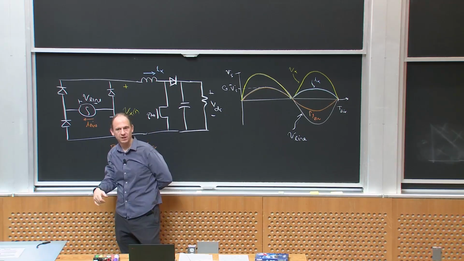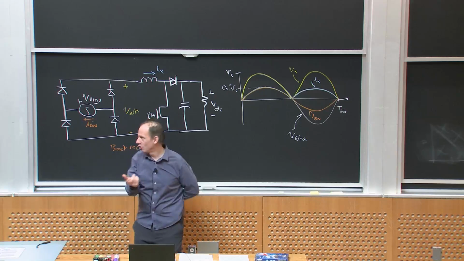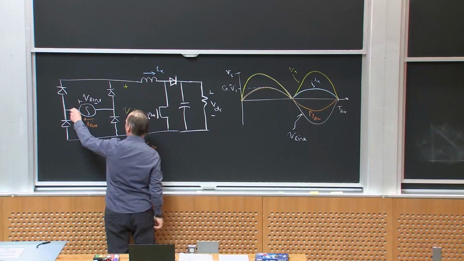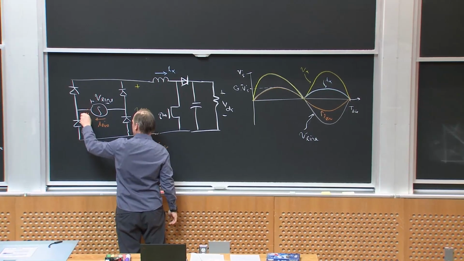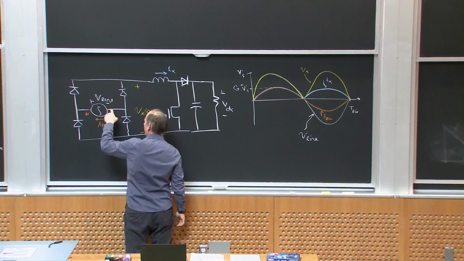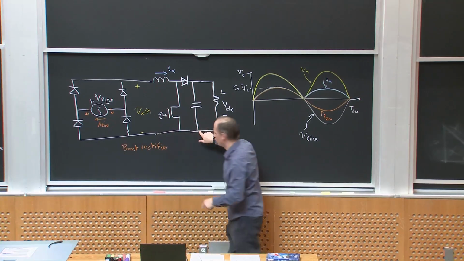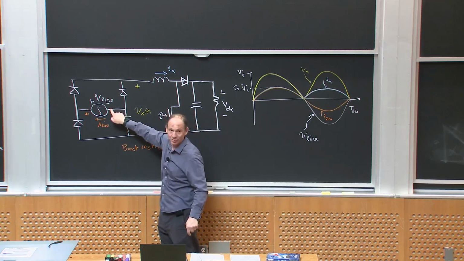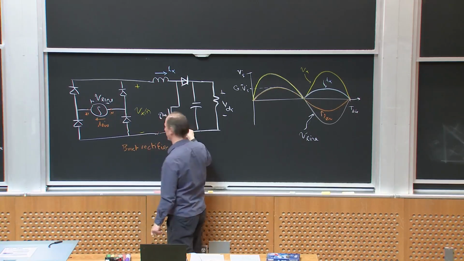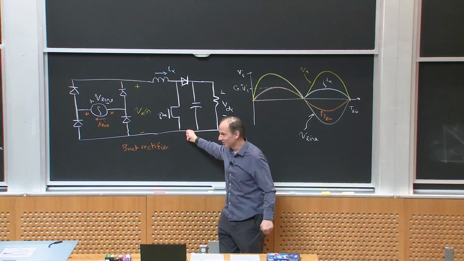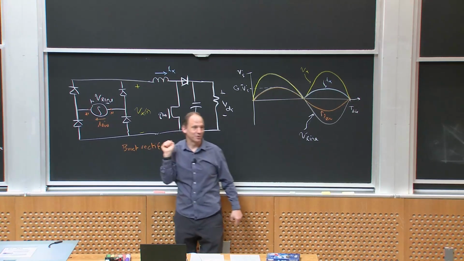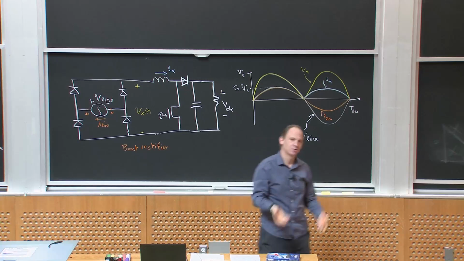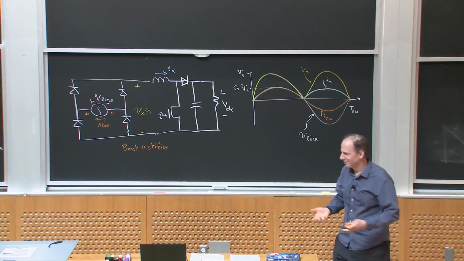The other thing I should point out is notice that if this is hot and this is neutral, which is near ground, notice that this node is not referenced to this node. So don't make the mistake of saying, okay, I'm going to connect my ground clip here, because ground's near neutral, and bad things are going to happen. And usually bad things means your circuit explodes. And I've been there.